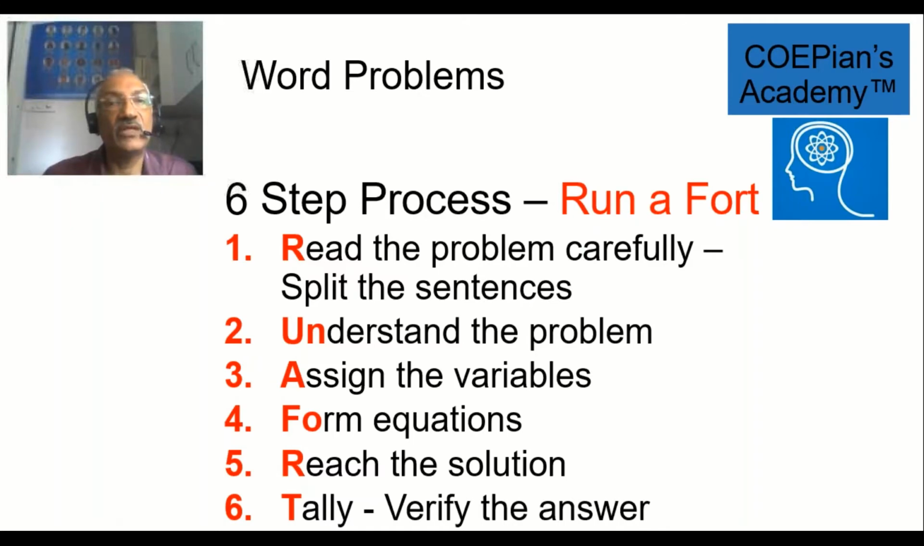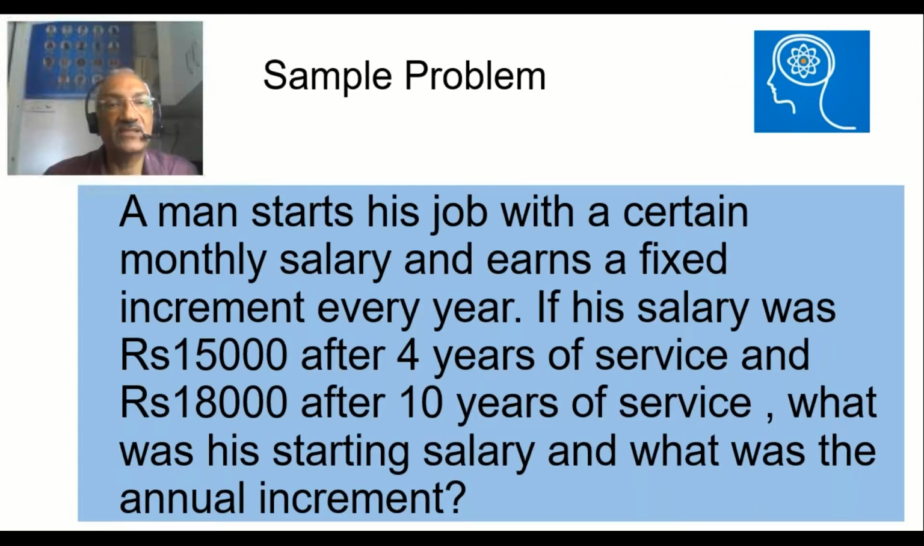This method we will be looking at with an illustrative problem, which is listed on the next slide. So the problem reads: a man starts his job with a certain monthly salary and earns a fixed increment every year. If his salary was rupees 15,000 after 4 years and 18,000 after 10 years, what was his starting salary and what was the annual increment? Now this is reading the problem.